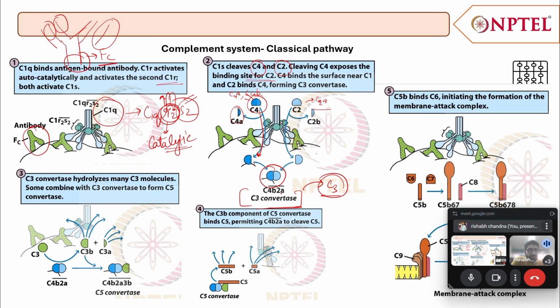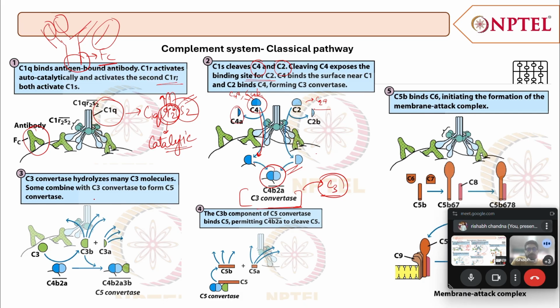So this is the C3 convertase enzyme that is formed by the action of C1s on C4 and C2. Okay, so this was the second step. The third step is the C3 convertase now hydrolyzes C3 molecules into C3b and C3a.